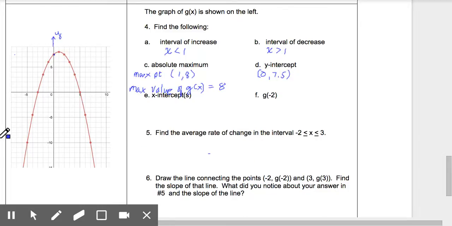Now, the x-intercept is where the graph crosses the x-axis. So here's the x-axis, and the graph crossed the x-axis right here and right here. So we found two x-intercepts. One of the x-intercepts is at 5, 0. So that number there is 5, and the y value there is 0. And then here, the x value is -3.